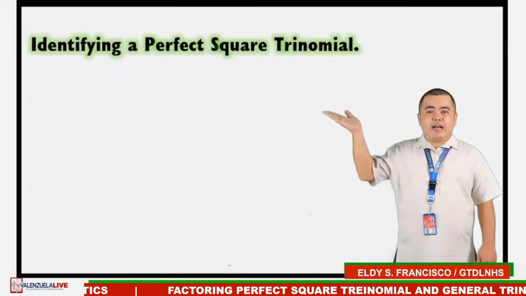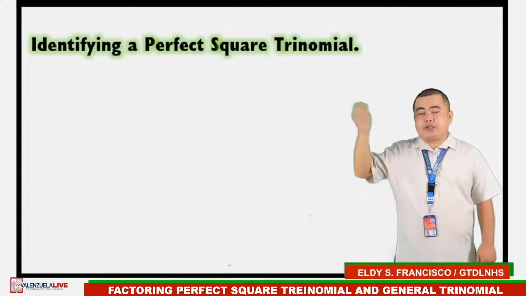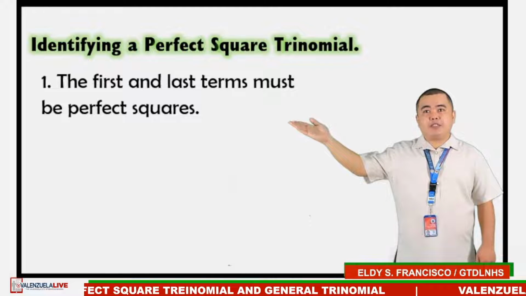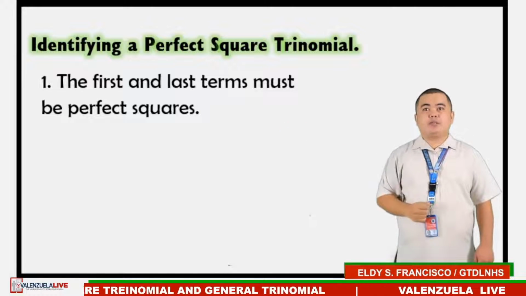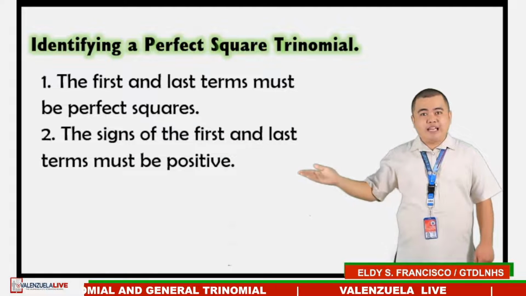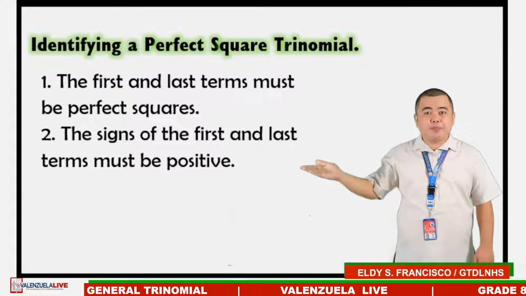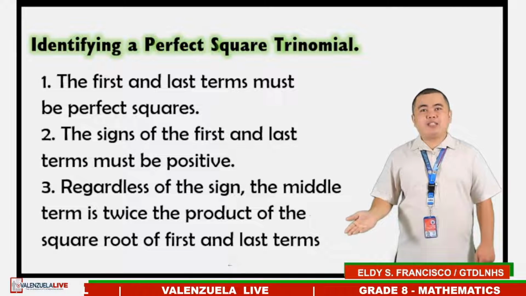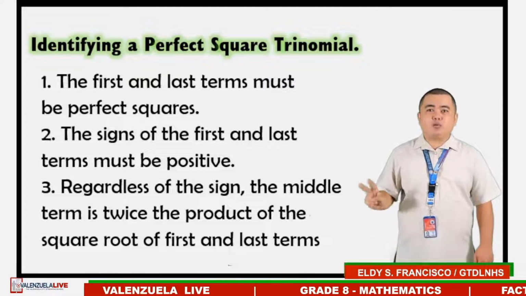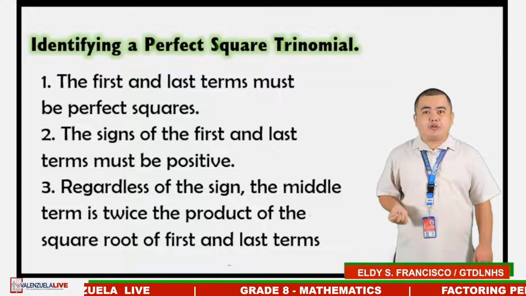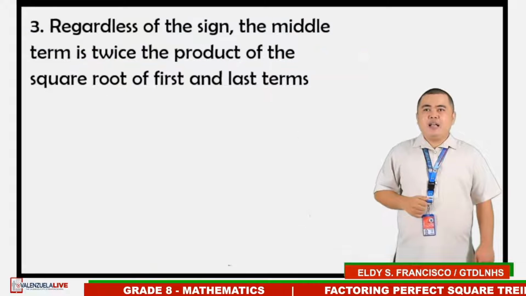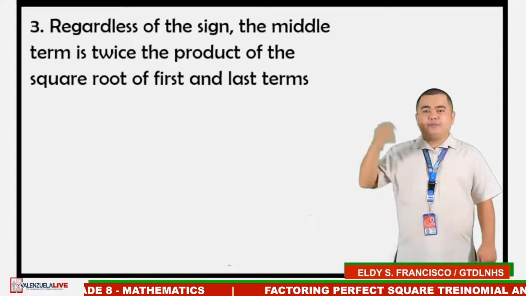And here are the guides in identifying a perfect square trinomial. 1. The first and last terms must be perfect squares. 2. The signs of the first and last terms must be positive. And 3. Regardless of the sign, the middle term is twice the product of the square root of first and last terms. Let us emphasize the third guide.